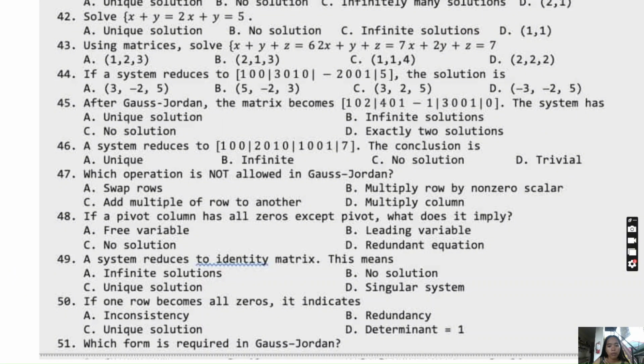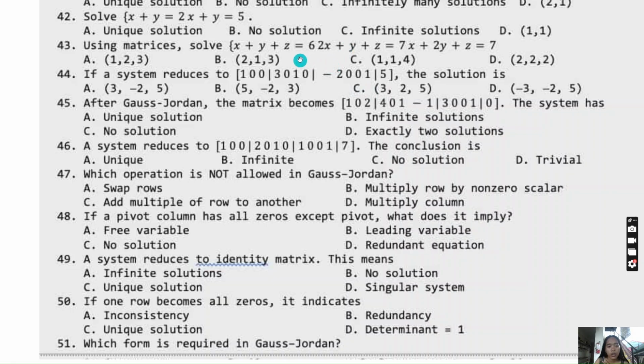So let's go now to number 43. That is number 43. Using matrices, solve x plus y plus z is equal to 6, 2x plus y plus z is equal to 7, and x plus 2y plus z is equal to 7. The correct answer of that is letter C, which is 1, 1, and 4.